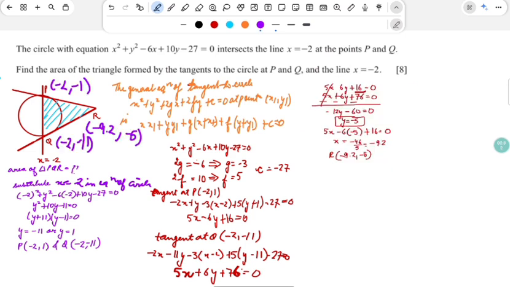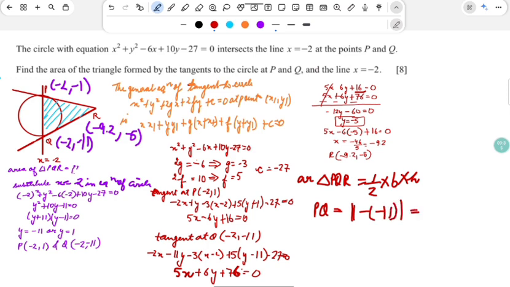So now I can find the area of triangle PQR. The area of triangle PQR is equal to half into base into height. Now I know that base will be PQ, that is the distance between the points (−2, 1) and (−2, −11). That is 1 − (−11), which will be nothing but 12 units.